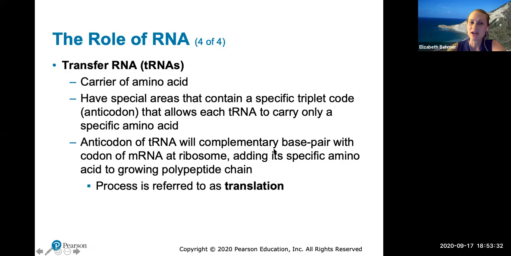And then your transfer RNA is called transfer RNA because it will actually carry the amino acids to a specific codon sequence on the messenger RNA. So the transfer RNA has special areas that contain a specific triplet code that will allow the transfer RNA to carry only a specific amino acid. And that transfer RNA base pair will be complementary to the messenger RNA. And this is what we call translation, when we actually are starting to join the amino acids together.